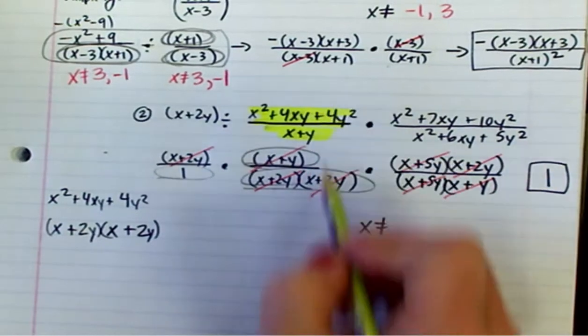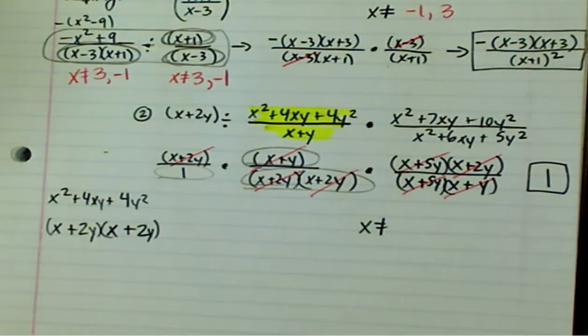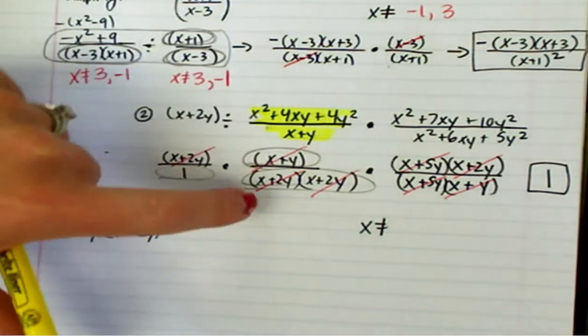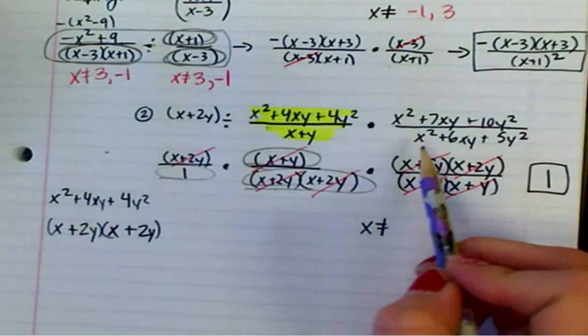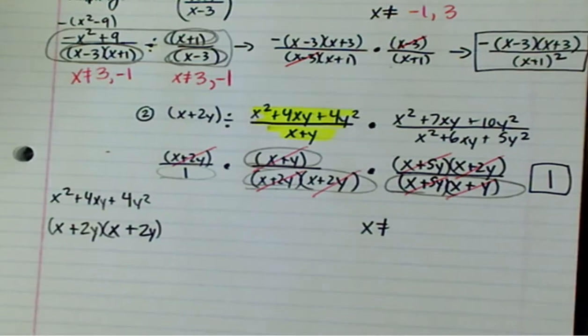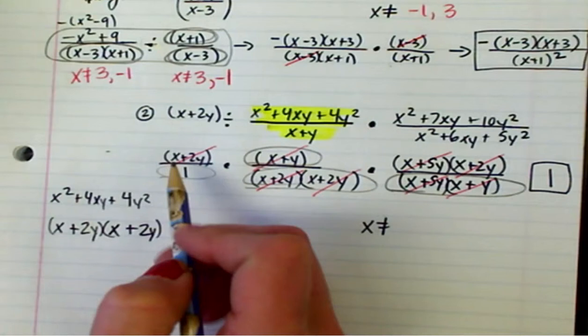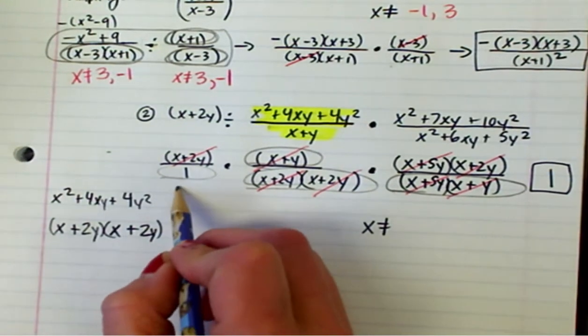Notice if I have a reciprocal, you have to circle both the top and the bottom. If you have to flip something, you need both the top and the bottom of that. It's a lot easier if you circle the factors that you're looking at. So what can't x be? Well, there's no x's here. So you don't get anything.